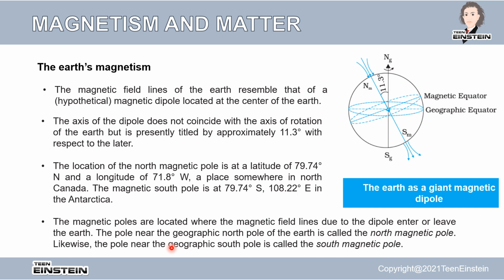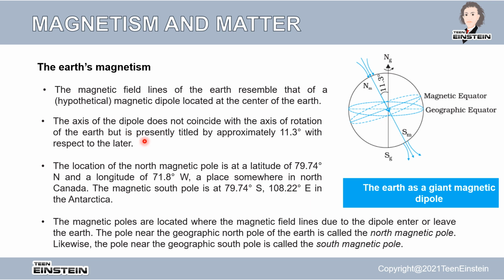Okay, now let's just have a look at what is Earth's magnetism. So in the introduction, we discussed that Earth acts like a big magnet. So now let's look into it more. The magnetic field lines of the Earth resemble that of a hypothetical magnetic dipole located at the center of the Earth. So if you look at the magnetic field lines that are coming out of the Earth, it can be equivalent to what happens when you keep a very big magnetic dipole inside the core of the Earth. So the magnetic field lines resemble that.